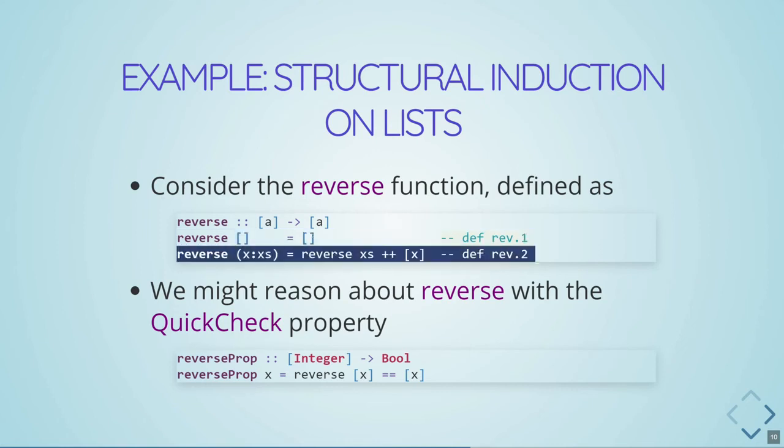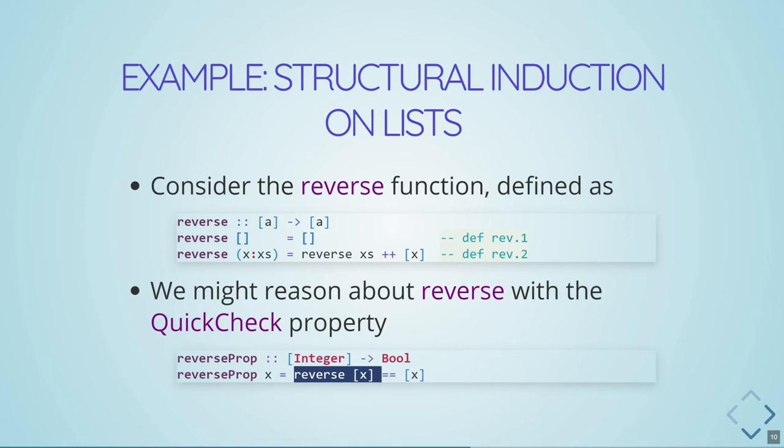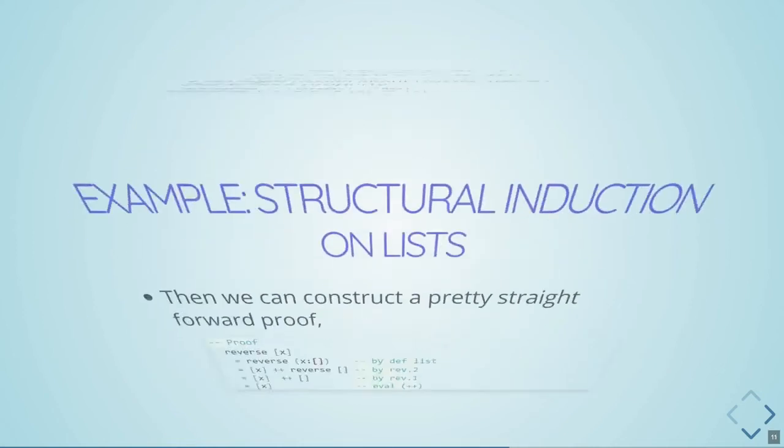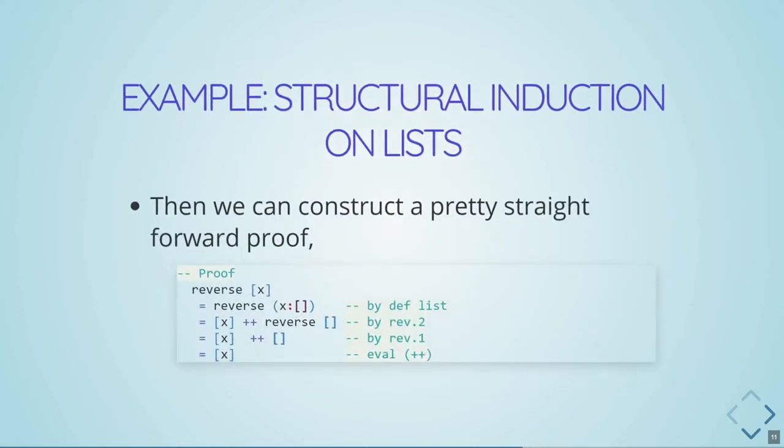We might reason about the reverse function using a QuickCheck property like this. The reverse of the singleton list is just that same singleton list. How would we prove that that property is correct? We could write a little proof. It would be pretty straightforward. We would first use the definition of reverse to break down what's happening here.